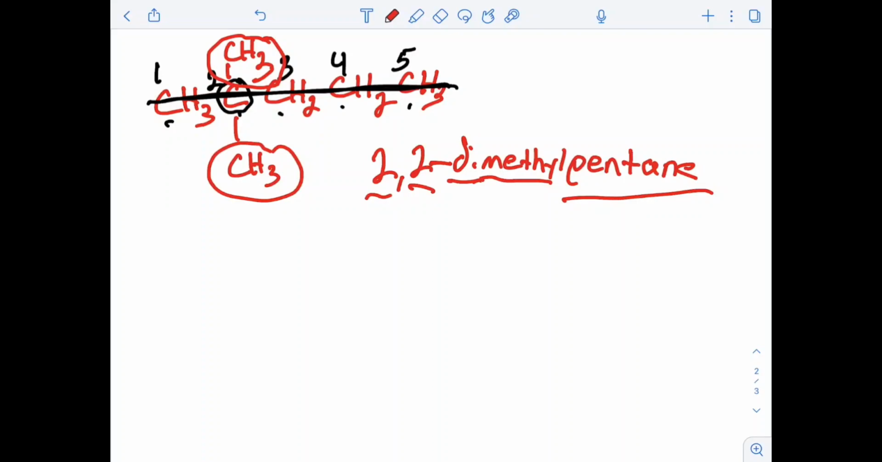And this would be a good place to make it clear. You're going to divide or separate numbers by a comma, numbers and words by a hyphen, and in IUPAC substitutive nomenclature, the words like this are going to be together. So you wouldn't want to say dimethylpentane as 2 separate words.